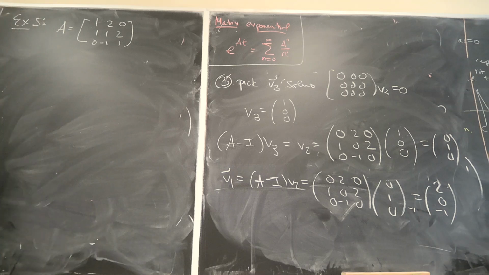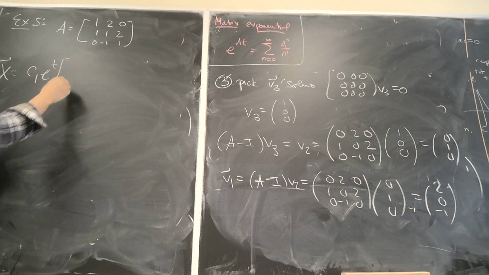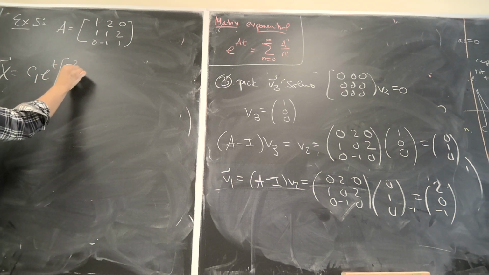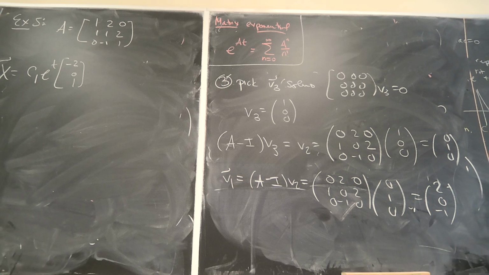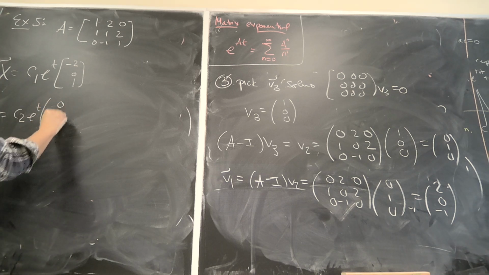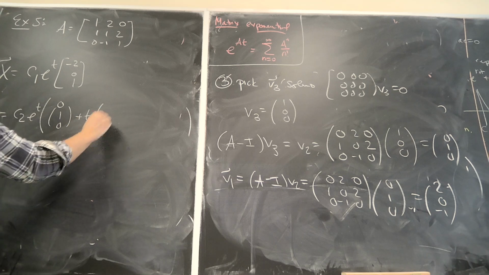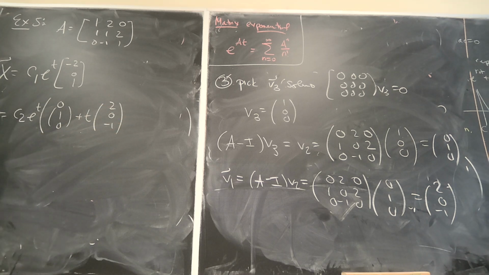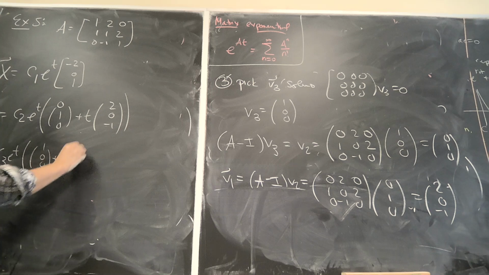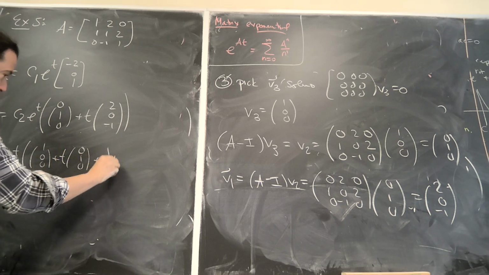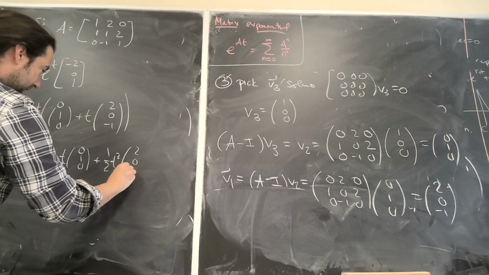And so our final solution here is x is equal to c1 e to the t times the original vector we found, which I think was minus 2, 0, 1. That was from the eigenvalue and eigenvector at the beginning. Plus c2 times e to the t times v2 plus t v1. So v2 plus t v1, plus c3 e to the t times v3, which was 1, 0, 0, plus t v2, which was 0, 1, 0, plus 1/2 of t squared times v1, 2, 0, negative 1.